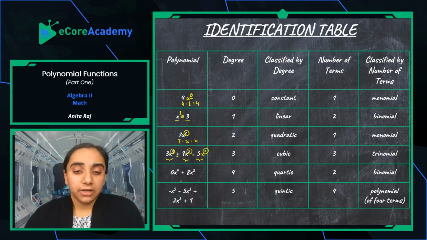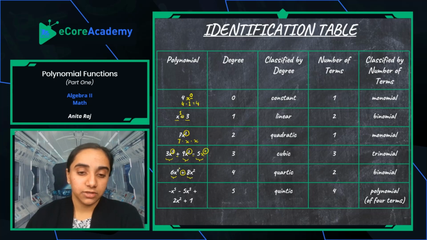Next, we're going to look at y equals 6x to the fourth plus 8x squared. In this case, we also have two different terms. See, they're separated by the plus sign. There's a 6x to the fourth and an 8x squared. This one is raised to the power of 4. This one's raised to the power of 2. 4 is greater than 2, so the degree of this polynomial is going to be 4.